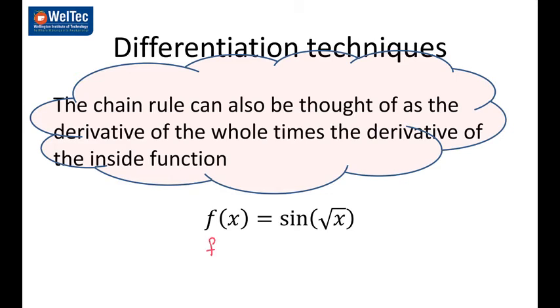So let's find the derivative. It's the derivative of the whole. The derivative of the whole is cosine root x, times the derivative of the inside function, and the inside function is root x, so the derivative of that would be a half x to the power of negative a half. And you could leave it like that if that's what the question was asking.